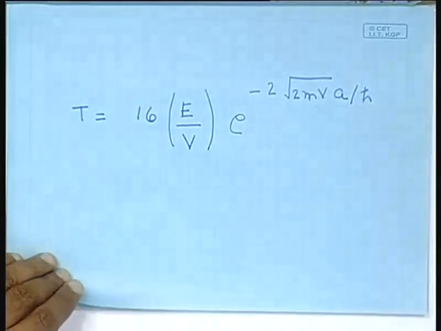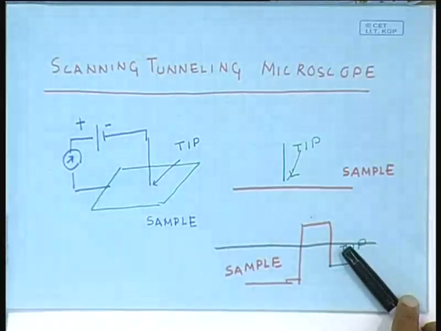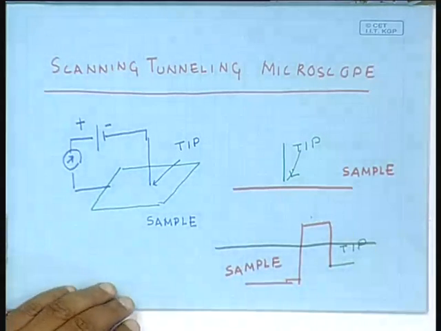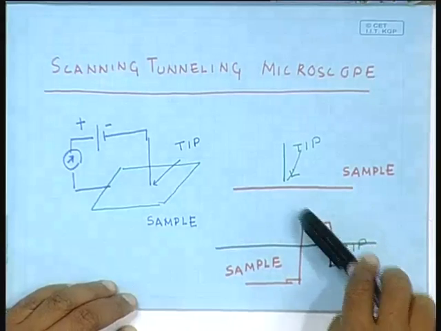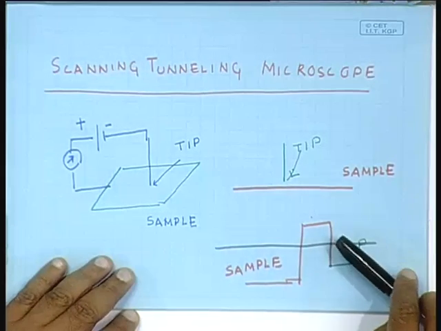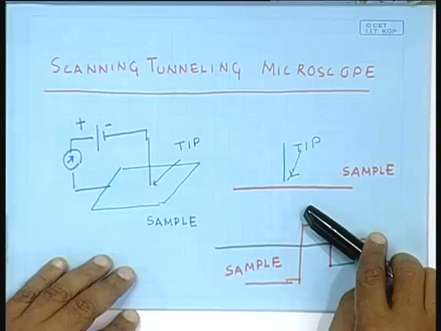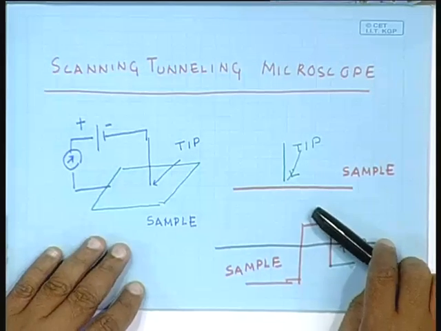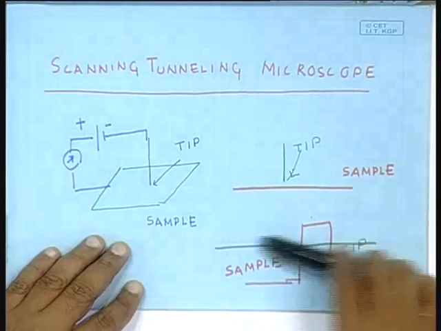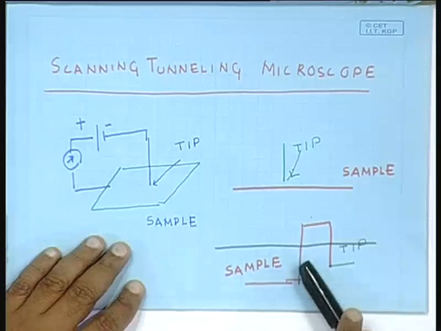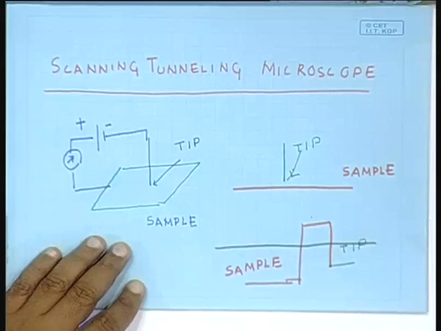So, there is a probability of the electron going from the tip to the sample even though its energy is not sufficient to overcome this barrier. So, the electron does not have sufficient energy to leave the tip and go into the vacuum outside and then from there go into the sample, but even then I can have an electron going from the tip to the sample provided this gap is sufficiently small.